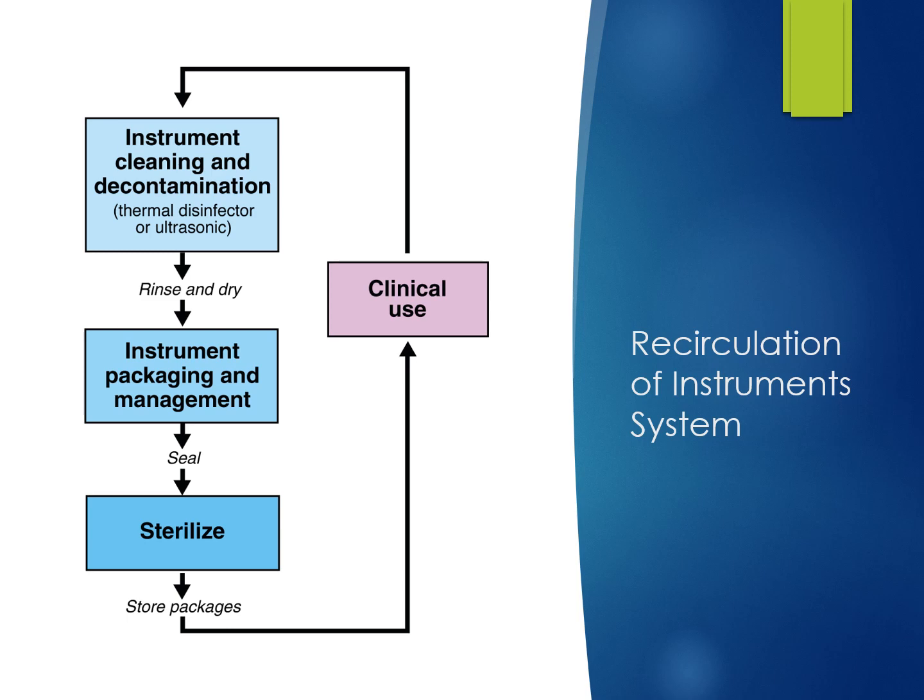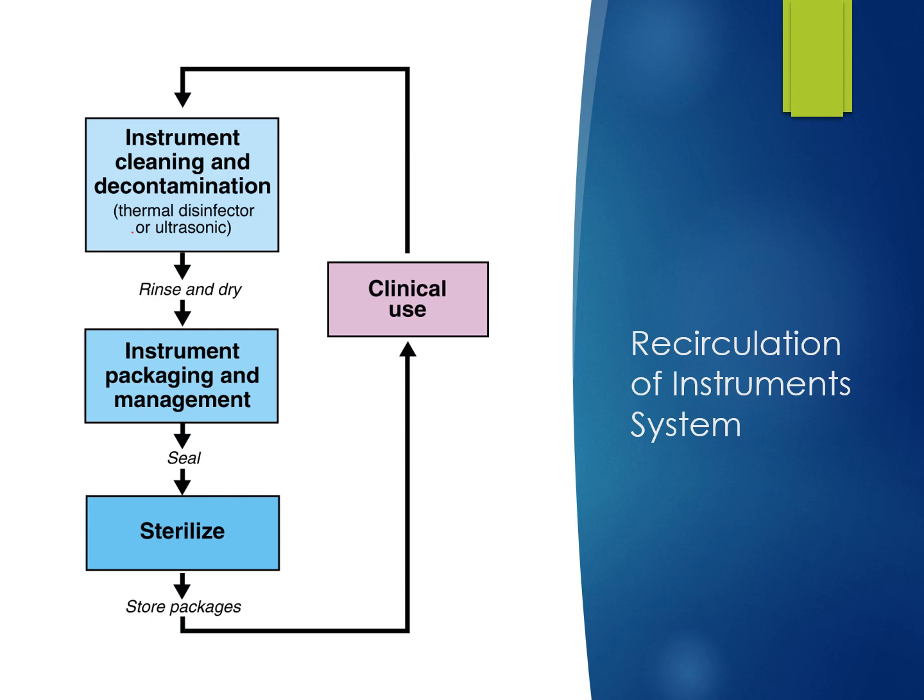Our instrument processing and recirculation, we start with the instrument cleaning and decontamination. In our dental hygiene clinic, if it's a mirror, we will clean it and wipe it and put it back into your cassette. We will not scrub our instruments, but we will put them back into your cassette, and then they are sent down to the central sterilization area.